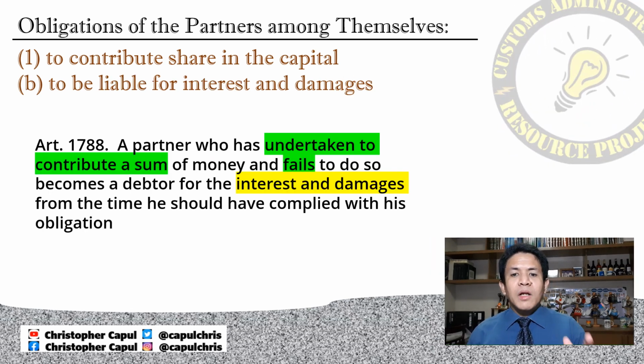Again, related to a partner's obligation to contribute his or her share in the capital of the partnership, the partner also has the obligation to be liable for interest and damages. Now, when can a partner be held liable for interest and damages? Article 1788 tells us the answer. It says there, a partner who has undertaken to contribute a sum of money and fails to do so becomes a debtor for interest and damages from the time he should have complied with his obligation.